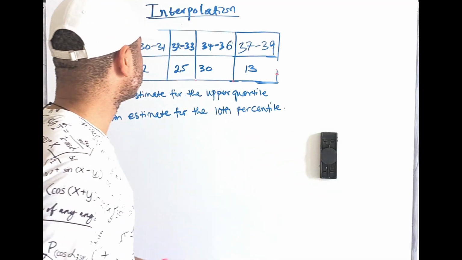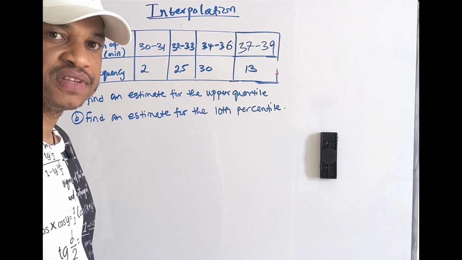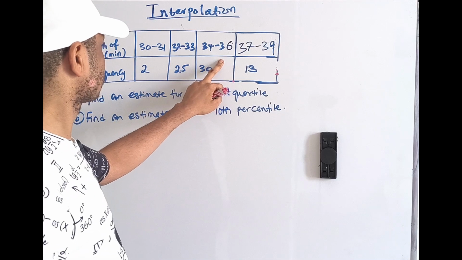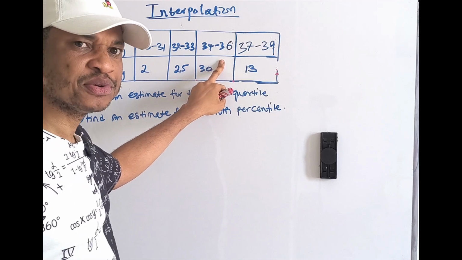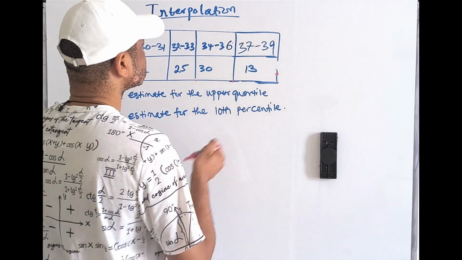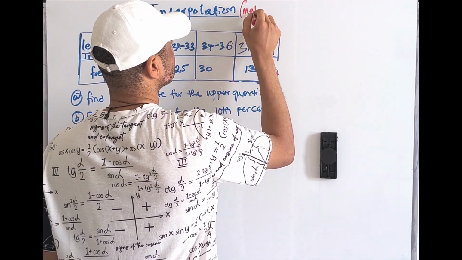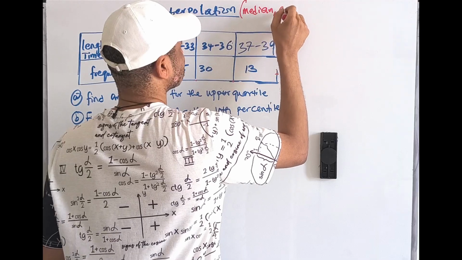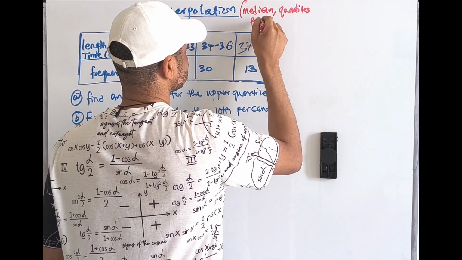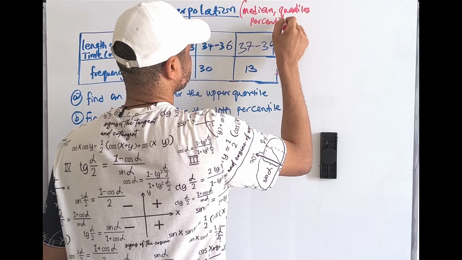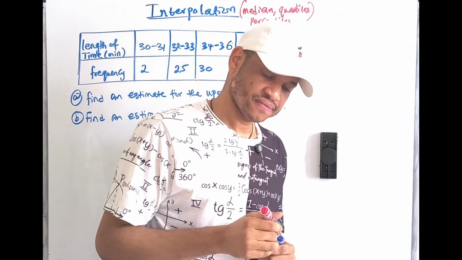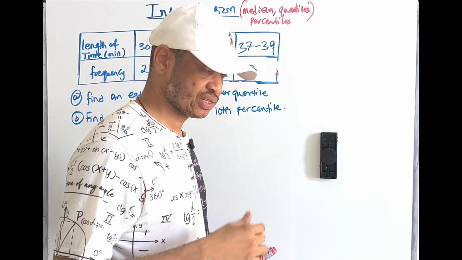So imagine I tell you, what is the median of this data? You know the median should be somewhere here. But how do you get the exact value? That is what interpolation is used for. So it's mainly used to find the median, quartiles, and percentiles. Okay, percentile is like the 10th percentile, the 50th percentile, like that. All right, let's get into business.